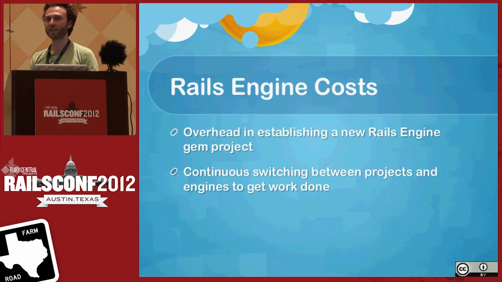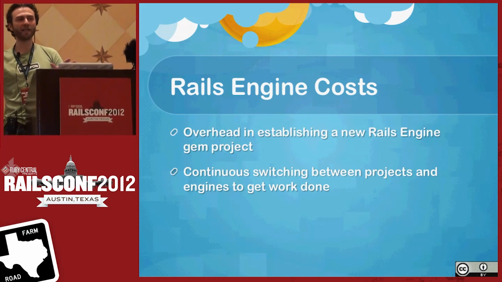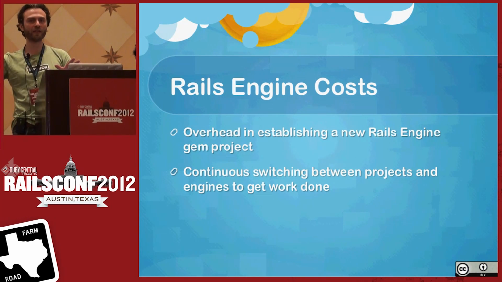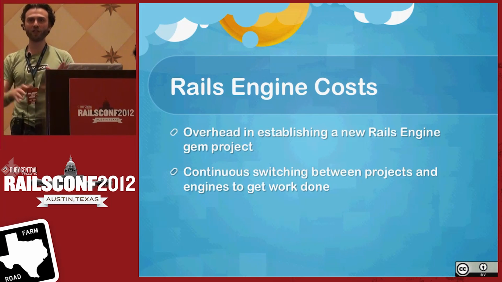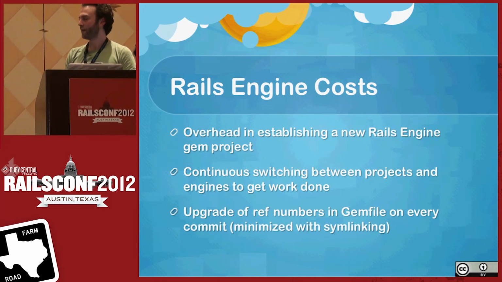So unless you really need to extract something as an engine, don't do it. If you have behavior that is only needed in one app, even if it's generic and you don't know that it's going to be needed in another app, you might not want to extract it right away. You might want to extract it later. There are other reasons for using engines, like offloading the tests to make sure the tests of the main app run faster without the heavy load of the tests of all the features that you can extract into engines. But you need to pick your battles there, and make your own decisions about that. And then upgrading of ref numbers and the Gemfile in every commit. That has a little bit of cost.